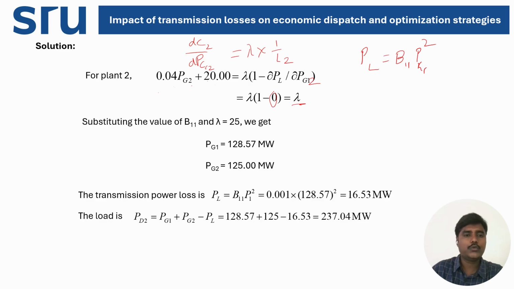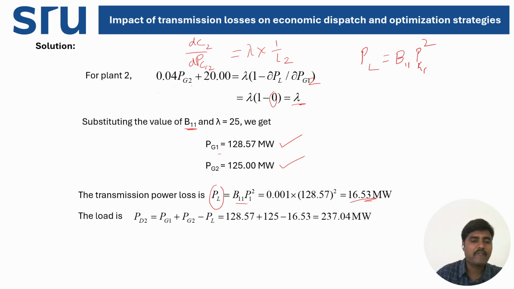By using these two equations and substituting the value of B11, you will get the values for PG1 and PG2 as: PG1 is 128.57 megawatt and PG2 is 125 megawatt. Once you get the value of PG1, you can determine the transmission loss using this equation, B11 into P1 square. If you simplify, you will get the transmission loss of 16.53 megawatt.